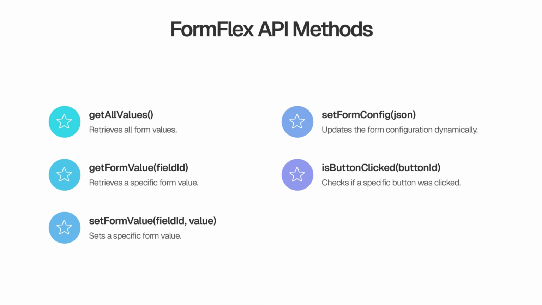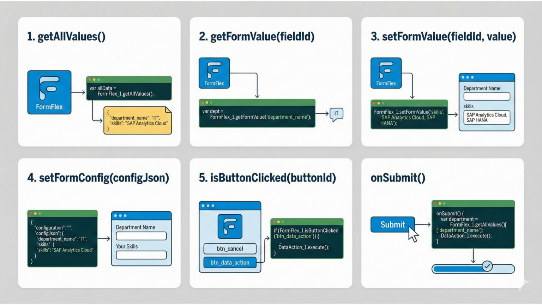FormFlex doesn't just render fields visually. It also exposes API methods for scripting. Number 1. The getAllValues method returns all field data as a JSON object. Number 2. The getFormValue method retrieves the value of a specific field by its ID. Number 3. The setFormValue method allows you to programmatically set or override a field value. Number 4. The setFormConfig method allows dynamic injection of new configurations at runtime. And the number 5 is the button-clicked method, which helps identify which submit button was triggered when multiple buttons exist.